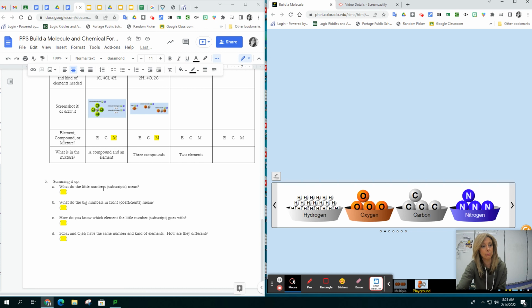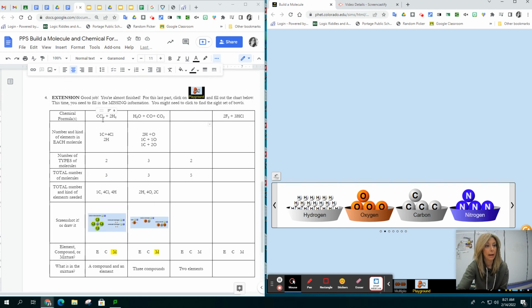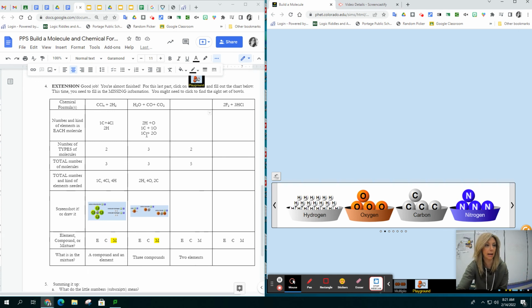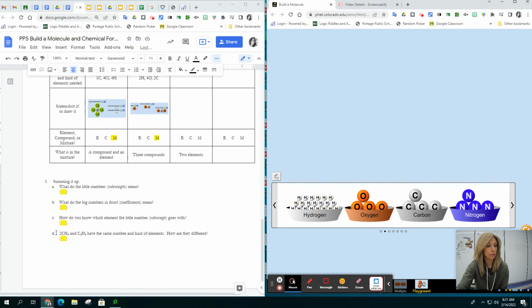So in the videos, I talked about what the little numbers mean, the subscripts. What do the big numbers in front mean? They're called coefficients. And then how do you know which element the little number subscript goes with? In other words, how do I know where that 4 belongs? Is it to the chlorine or is it to the carbon? How about the little 2 for H2O? Does the little 2 tell me how many hydrogens I have or how many oxygens I have? And then letter D, 2CH4 and C2H8 have the same number and kind of elements, but how are they different? That's kind of a challenging question. Go ahead and try it, and good luck.